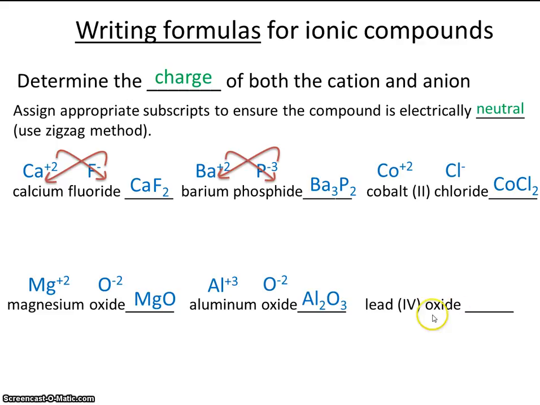Now let's do lead-4 oxide. Once again, lead-4 doesn't tell us that there are 4 leads, it tells us what the charge on lead is. And the charge on lead is +4. The charge on oxide is always -2. So we're going to zigzag these things. So you may expect to see subscripts of 2 and 4, but remember that this will be a ratio of lead to oxide. So we can reduce this not to 4 and 2, but to 2 and 1. So when we cross them, it should be written as PbO2.